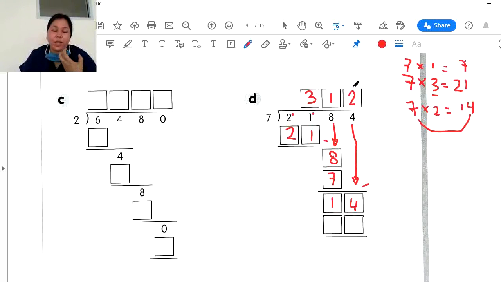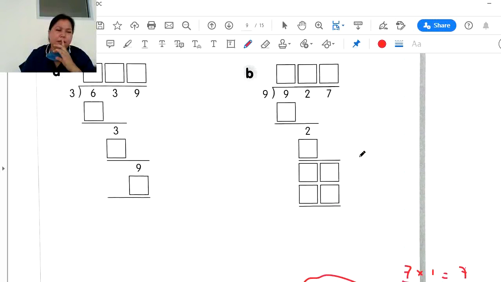After dividing, we multiply the quotient by the divisor. 2 times 7 equals 14. Then if we subtract, we get 0 as the remainder. It means there is no remainder, and that is all for the question. Okay, that is how we do question D. Questions A, B, C should be simpler, and I'm sure that you can do it on your own.